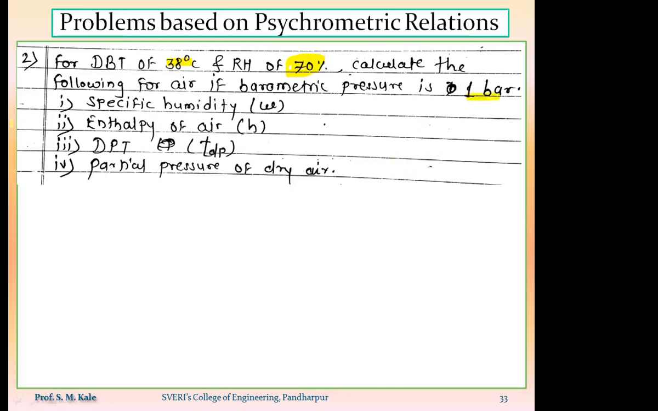So what quantities do we have to find out? First of all, I have to find out the specific humidity, small w, the enthalpy of the air H, TDP, and the partial pressure of dry air.